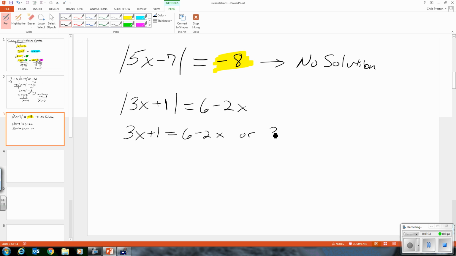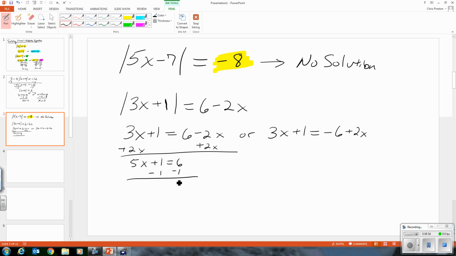Or I'm going to have a problem where I have the inside part and it's going to equal the opposite of the outside part. This is going to be negative 6 plus 2x. And I'm going to work those out and see. So let's say I want to add 2x over here. Get all my x's on one side. 5x plus 1 equals 6. Subtract 1. So 5x equals 5. Divide by 5. So x equals 1. Now, is that an okay answer? Well, let's see. 2 times 1 is 2. 6 minus 2 is 4. That's positive. So yeah, that answer is fine.